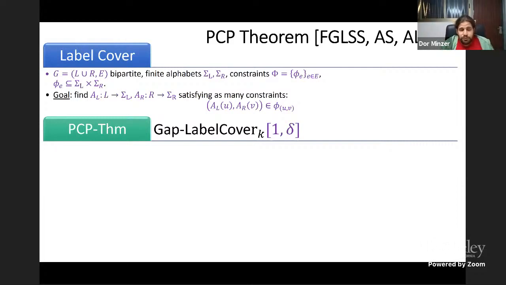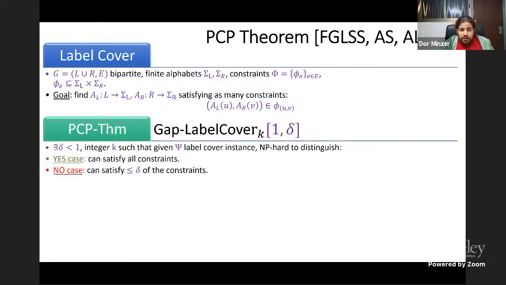So in this language, you can state the PCP theorem as follows. There exists some delta less than 1, and k, which is a bound on the alphabet sizes, such that if I give you a label cover instance, it's NP-hard for you to tell me whether you can satisfy all of the constraints or at most delta of them. This is the most vanilla basic PCP theorem, and it's very nice. You can do a bunch of stuff with it, but often it's too weak to derive optimal inapproximability results, or sometimes any inapproximability result at all.